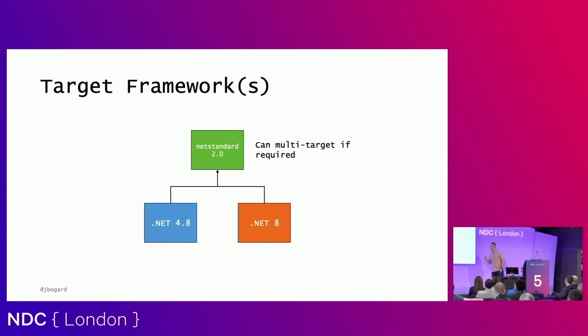And so we might have to multi-target, which really just means I'm building the assembly twice, one for .NET 4.8 and one for .NET 8. And then the logic is the same, but it'll be two completely different assemblies built for those two different target frameworks.